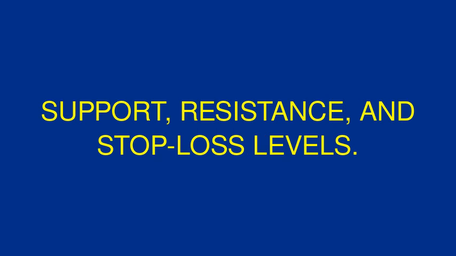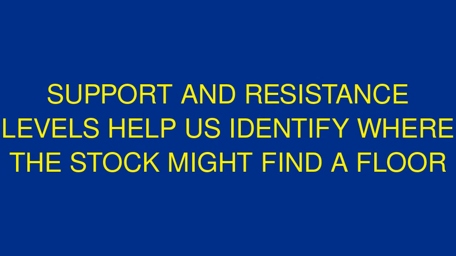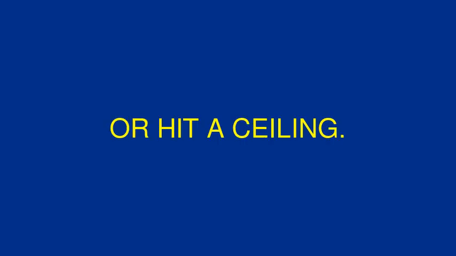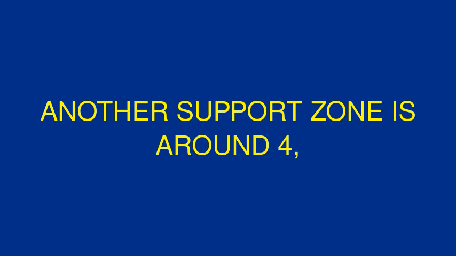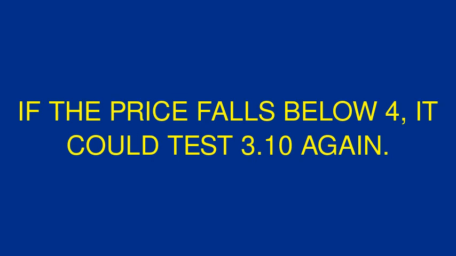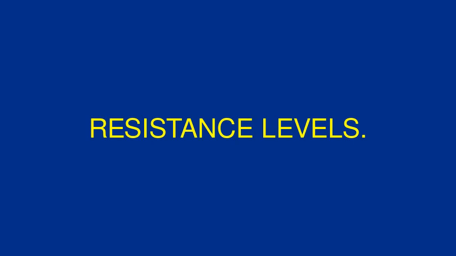Support, resistance, and stop-loss levels. Support and resistance levels help us identify where the stock might find a floor or hit a ceiling. Support levels. The recent low of 3.10 on July 24 acts as a strong support level as the stock bounced sharply from there. Another support zone is around 4, where the stock stabilized briefly before the July 30th spike. If the price falls below 4, it could test 3.10 again.